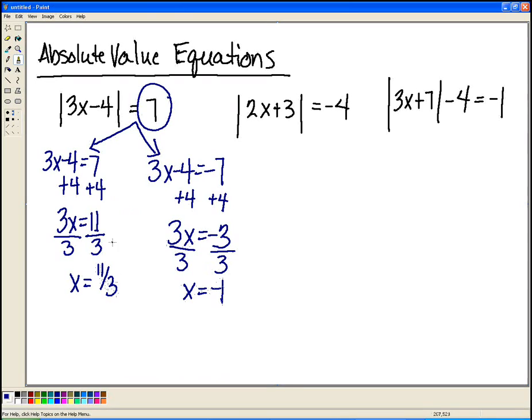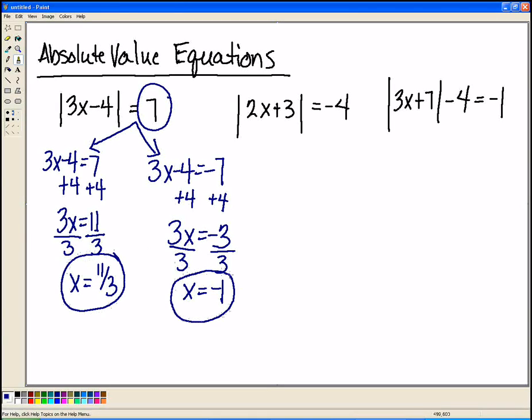Let's check. If I plug in 11 over 3, the 3's would cancel. I'd get 11 minus 4 would be a positive 7. The absolute value of positive 7 is 7. And now let's plug in negative 1. 3 times negative 1 gives me negative 3 minus 4 would be a negative 7. Take the absolute value, I get positive 7. So both of these are solutions, okay?